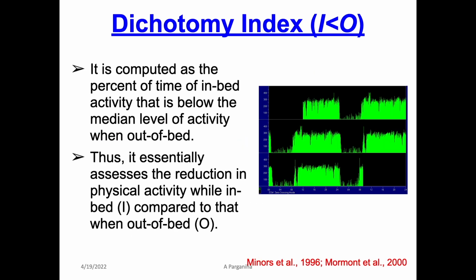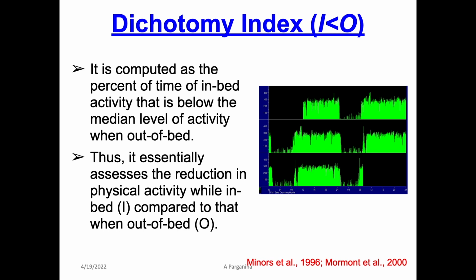We can simply compute it as the percentage of in-bed activity when the subject is in bed that is below the median level of activity when out of bed. When the subject is out of bed, we compute the median of the activity, and then we compare how many counts during the in-bed time are lower than this median of the activity. Thus it essentially assesses the reduction in physical activity while in bed compared to when out of bed.